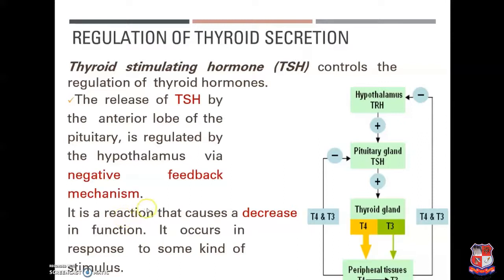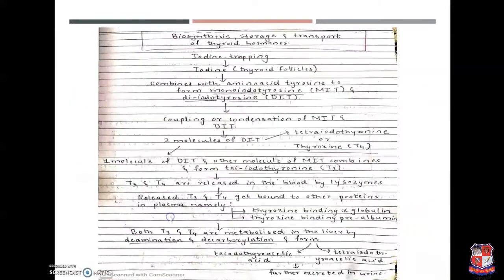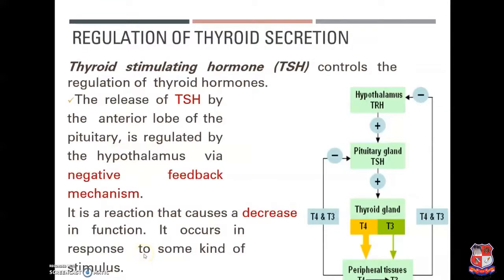It is a process in which there is a rise of a particular hormone level and there is inhibition of a particular endocrine gland. That is basically it causes inhibition of an endocrine gland in response to an increase in the hormone level.